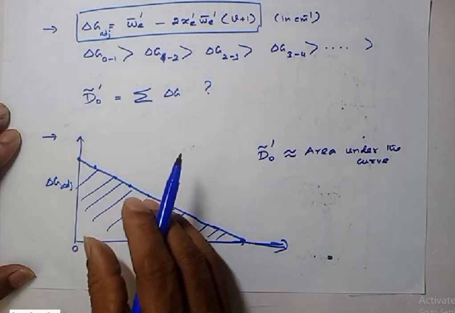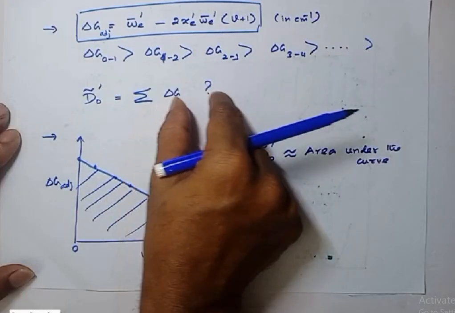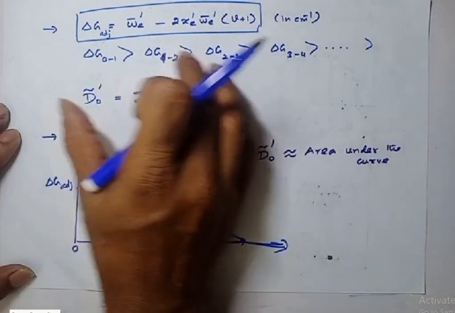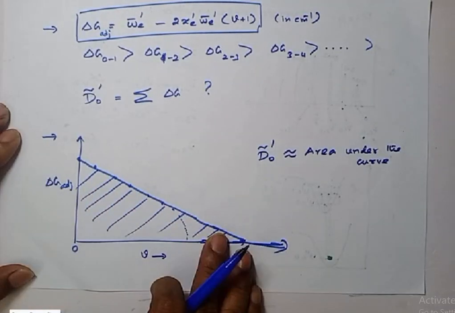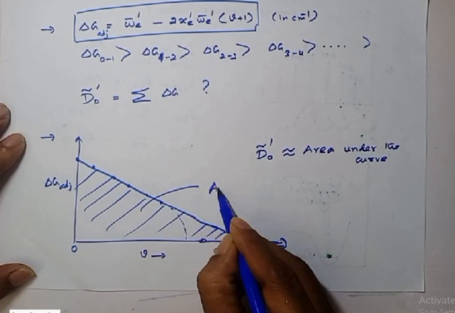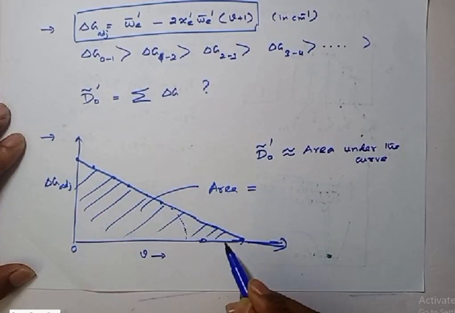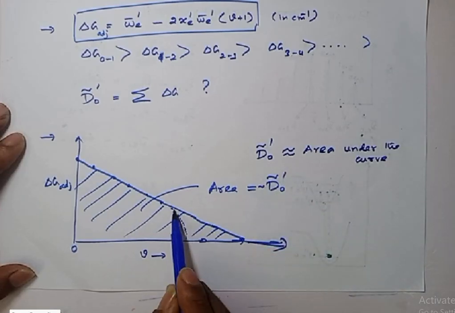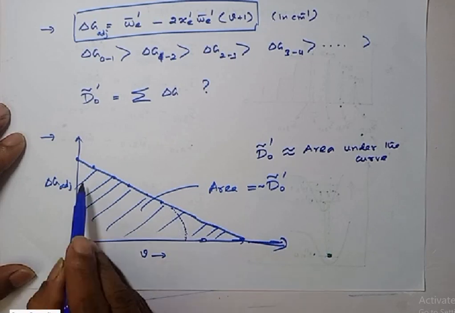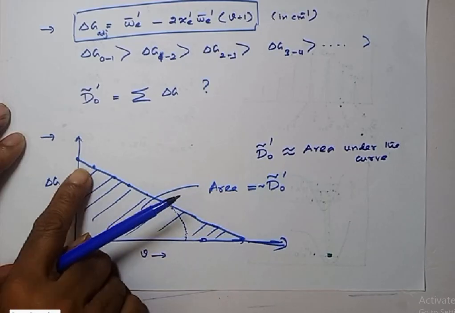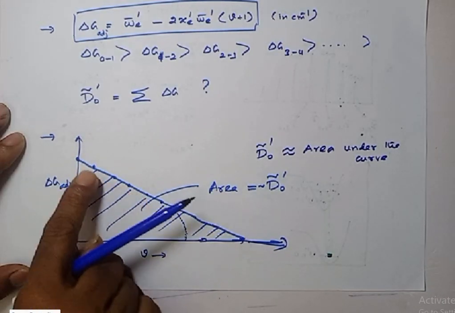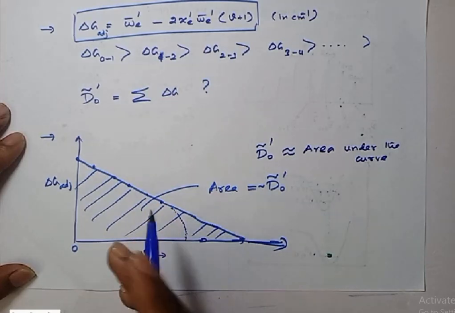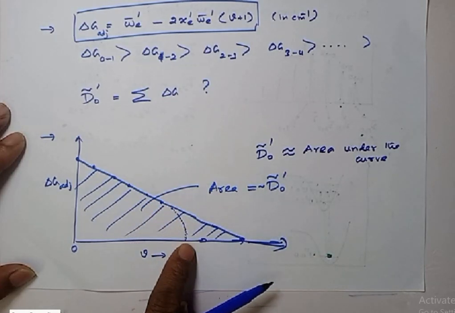The area under this triangle will give you the sum of all these values: the sum of delta G01 plus delta G12 plus delta G23 plus so on. So the sum of all the gaps we can obtain using this. The area under this triangle is equal to D0 prime, but it is approximate. Why is it approximate? Experimentally, this curve goes like this: initially for lower V values, the points appear as a linear straight line, but after a certain value of V, it takes a curved path.